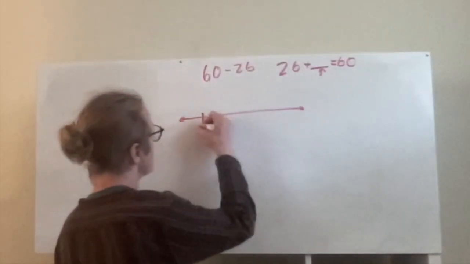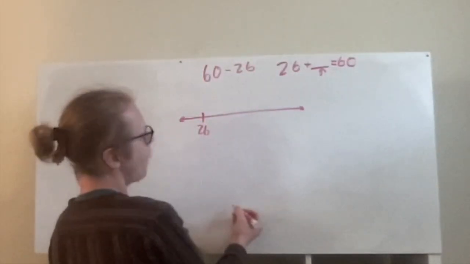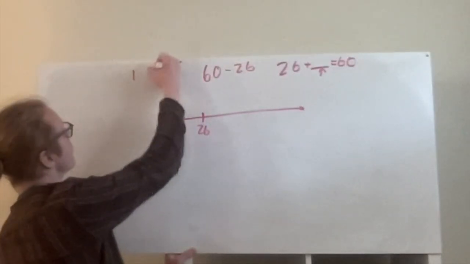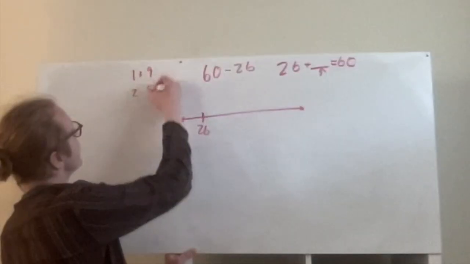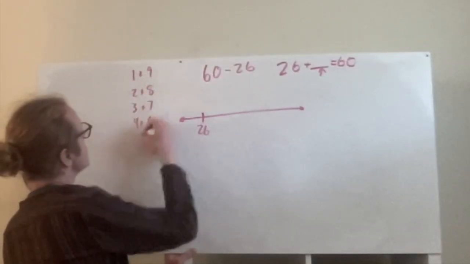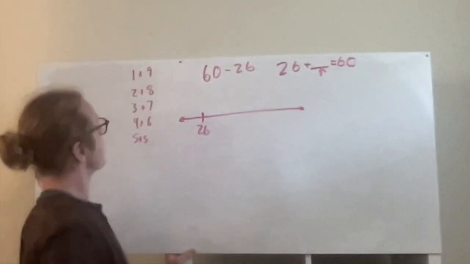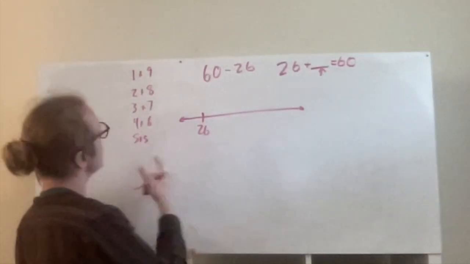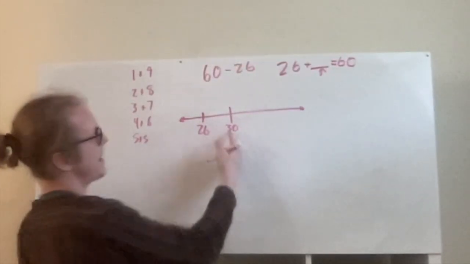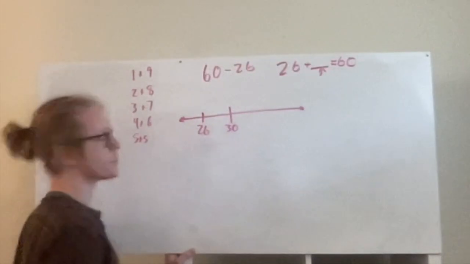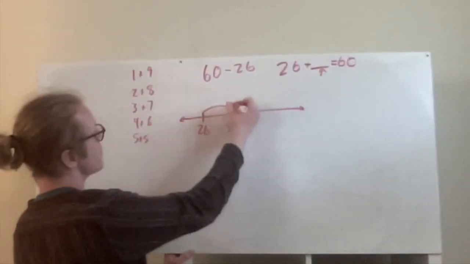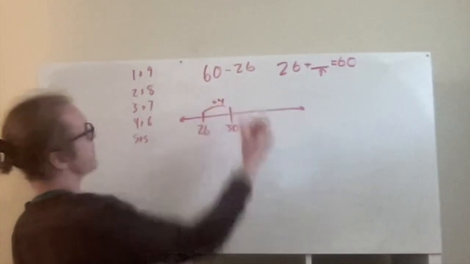So if we start at 26, what could we jump, right? Think about your 10 pairs. Let me put these up real quick. 1 plus 9, 2 and 8, 3 and 7, 4 and 6, and 5 and 5. So if we think about our 10 pairs here, how many more do I need to get to 30? Why am I picking 30? Because it's one of my 10s. Really nice, easy numbers to work with. Well, that's a 6. I need 4 more. So I jump 4 to get to 30.